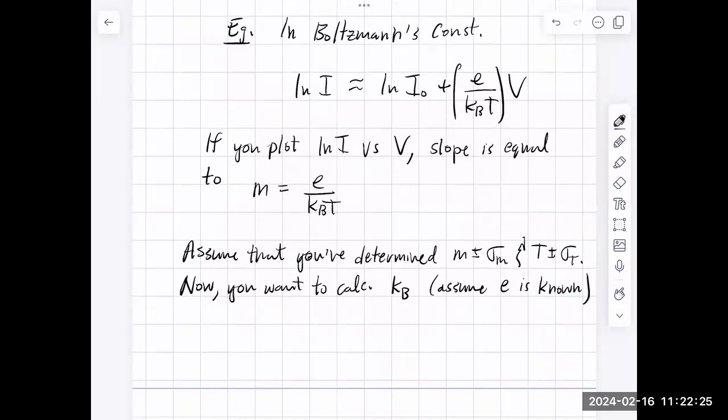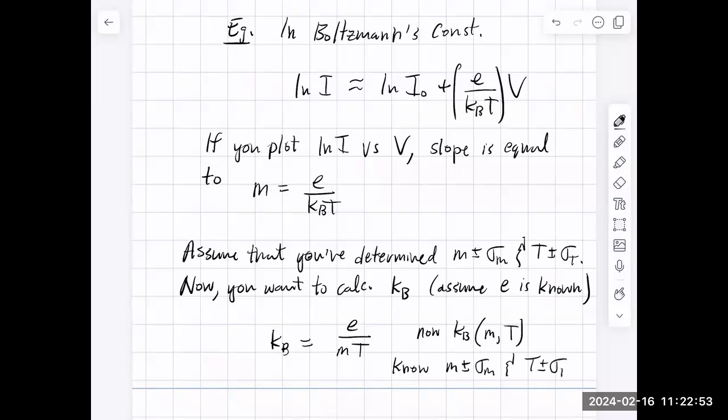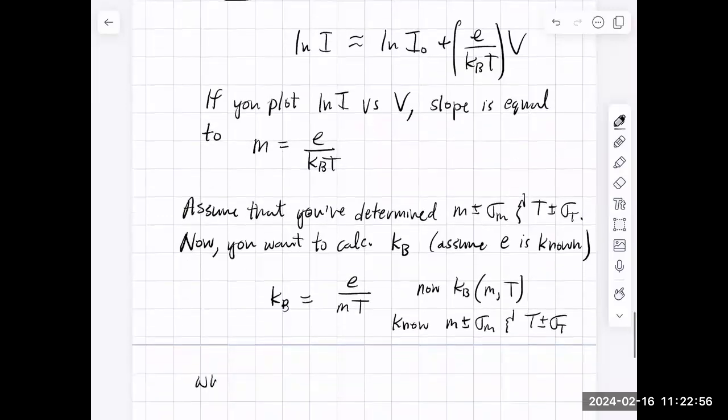Okay, so, well, let's see, that's pretty easy. Boltzmann's constant is just going to be E divided by m and divided by T. Okay, so now Boltzmann's constant is a function of m and T, and we know m plus or minus sigma m and T plus or minus sigma T. And so the question is, what is the uncertainty in Boltzmann's constant?